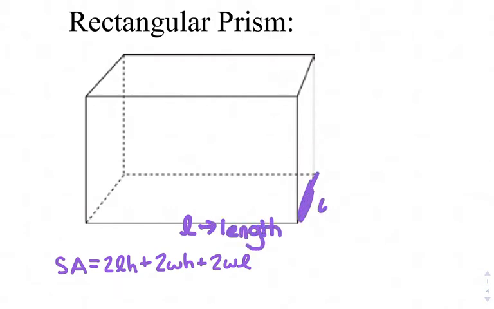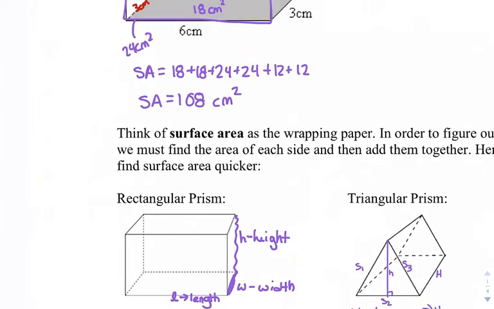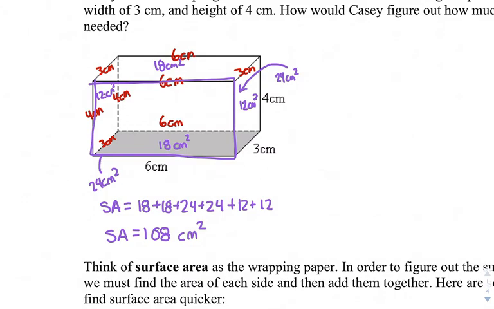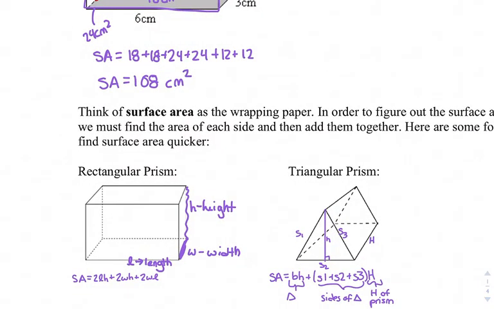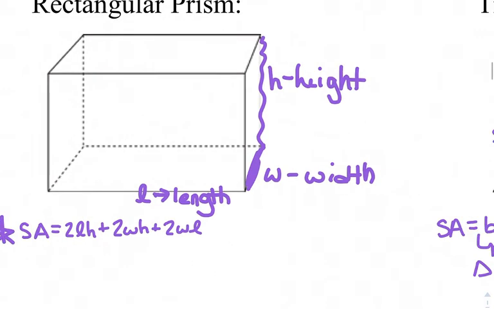This part, or W, is your width. And then H, so this part here, is your height. So what we can do is just plug those into this formula and figure out surface area. That's a lot simpler than trying to visualize what each measurement of each line is and finding the area. So that's one formula you need to memorize.